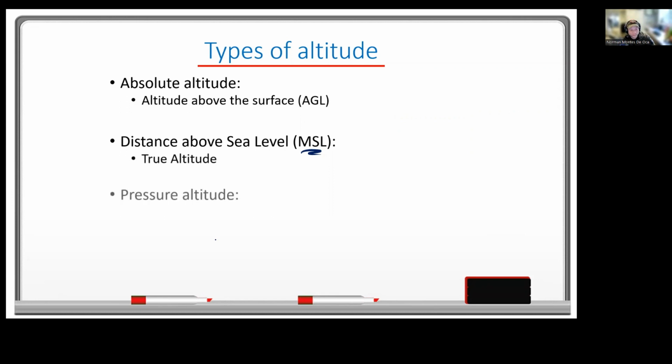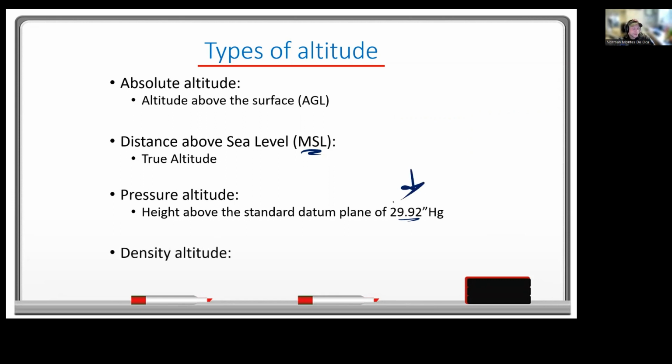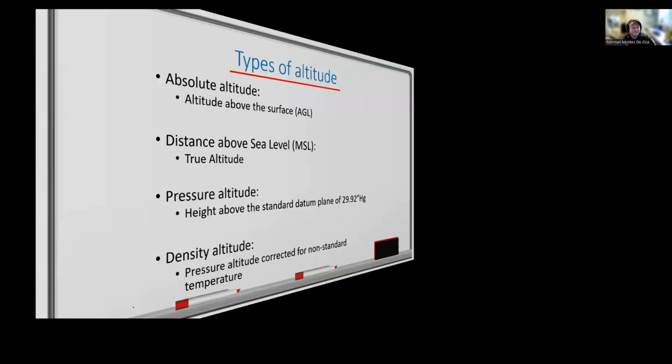That's your true altitude. Now, your pressure altitude is what? That is the height above the standard datum plane of 29.92 inches of mercury. That's if we set our altimeter to the standard setting there. And density altitude? That's pressure altitude corrected for non-standard temperature. That's right. And in our own words, that is what the airplane feels like it's flying at. It's the altitude. This is the key word here in this phrase. It's the altitude at which the airplane believes or feels like it's flying.